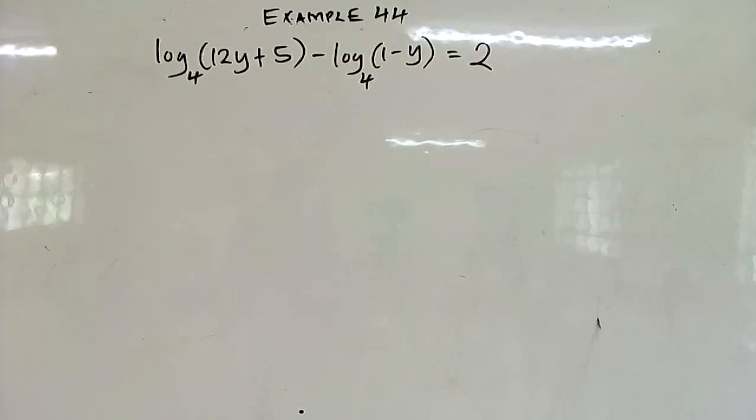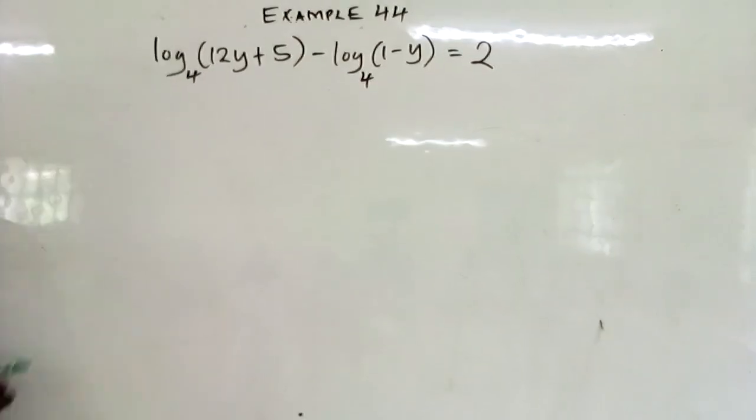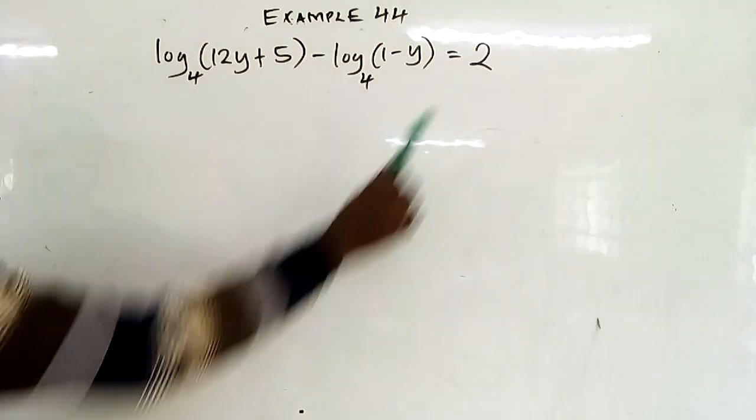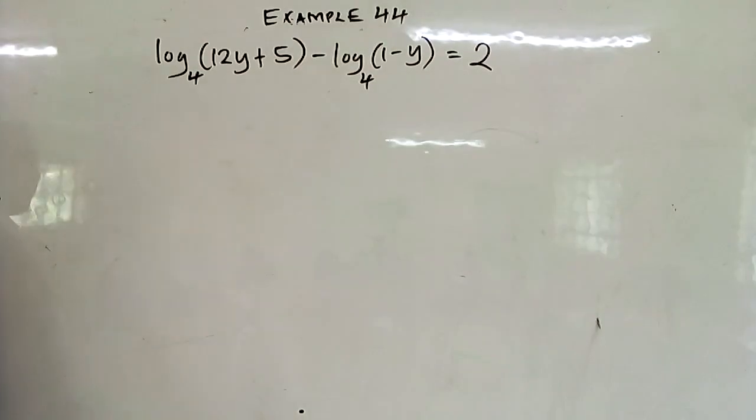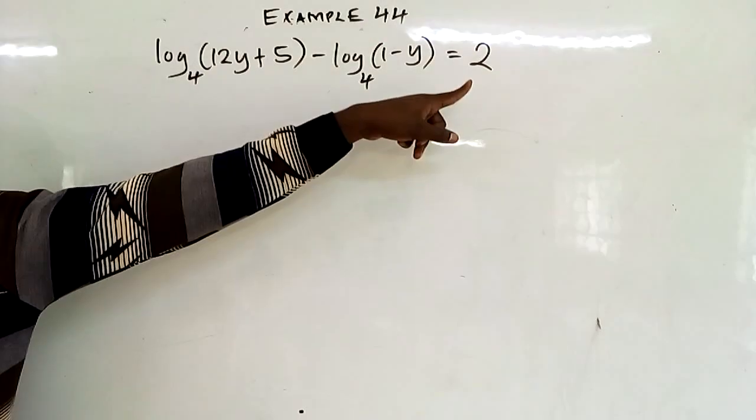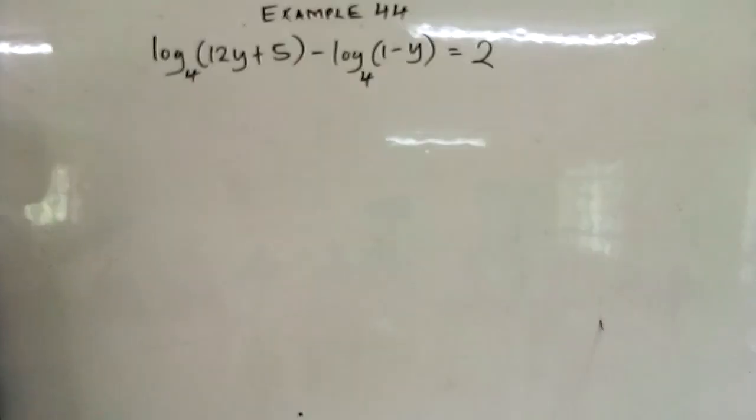Example number 44. Solve the following logarithmic equation: log of 12y plus 5 to base 4 minus log of 1 minus y to base 4 is equal to 2. For you to solve a logarithmic equation, you must have the same base. This is base 4, this is base 4, meaning you must have base 4 for the other term. You must have the same base all through.